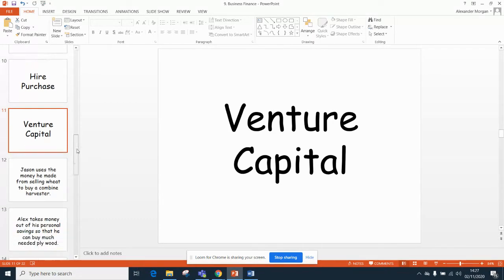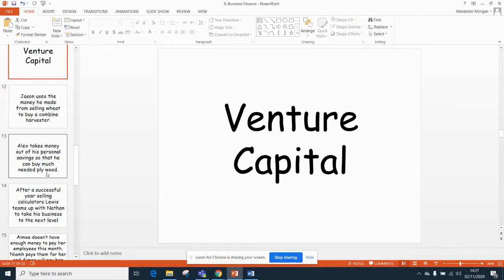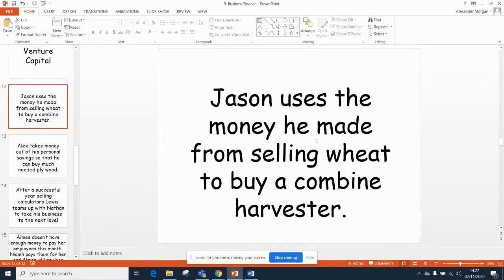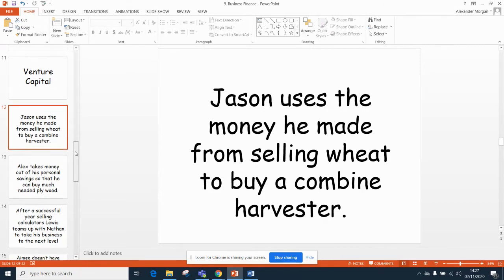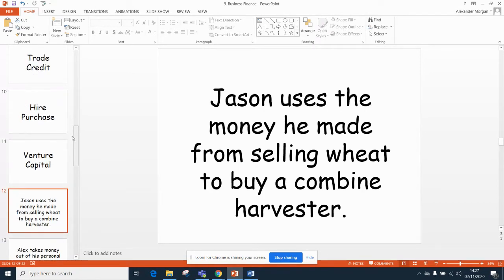To check you understand what they mean, I've come up with 11 different real life scenarios where people are getting finance for their company, and you need to match them. So for instance, if we look at this first one, Jason uses the money he made from selling wheat to buy a combine harvester. So that's a real life scenario of somebody getting finance for their business from selling wheat, and they've used it to buy a combine harvester. So you've got to figure out, well, what source of finance is that, and then match it up.